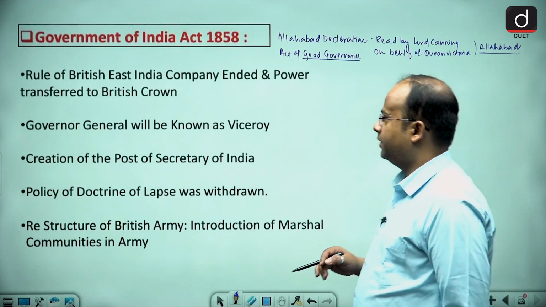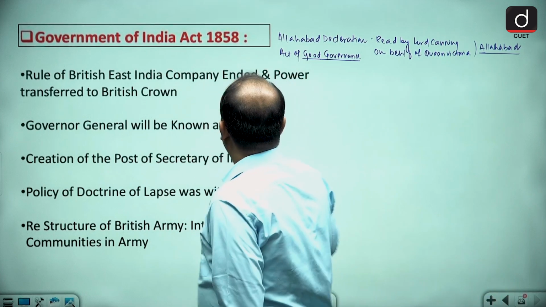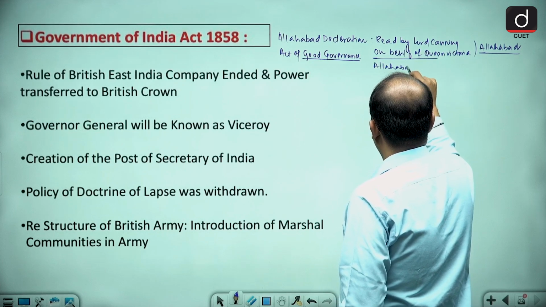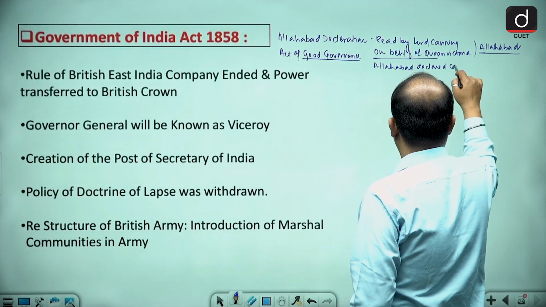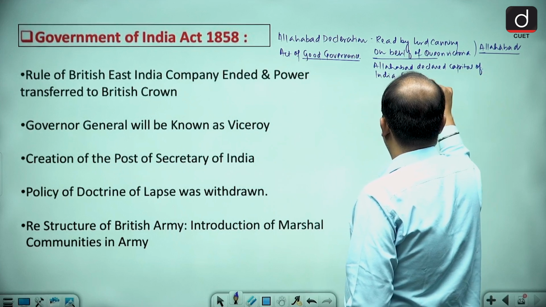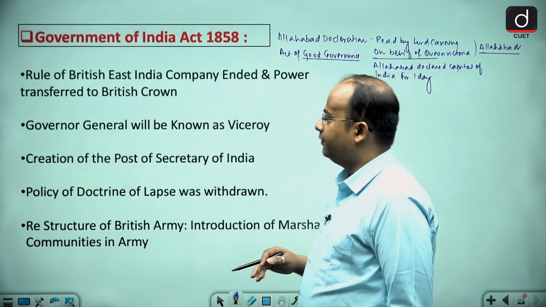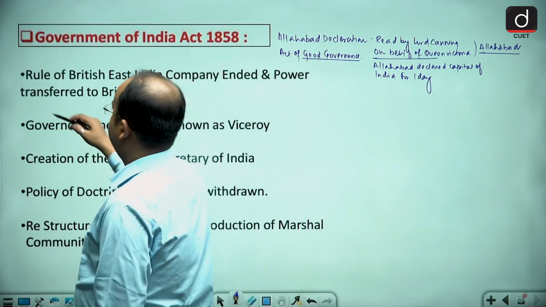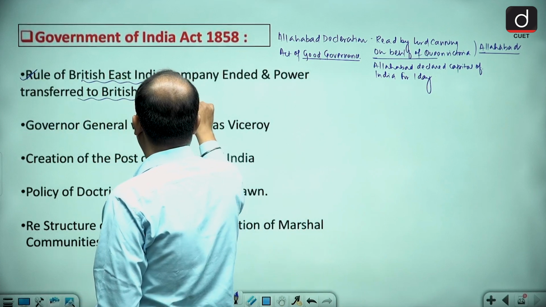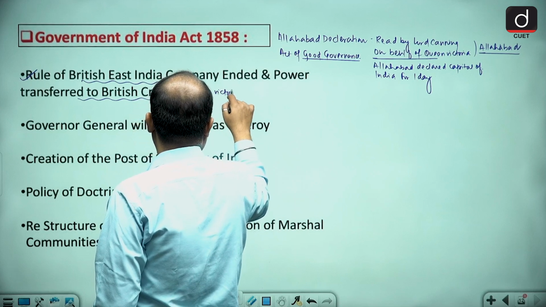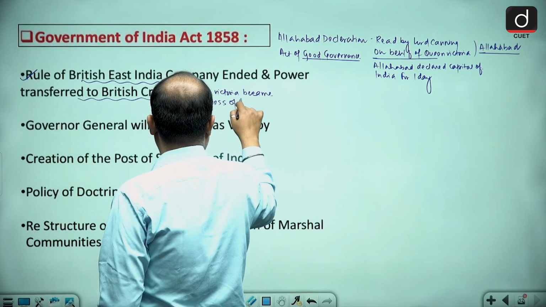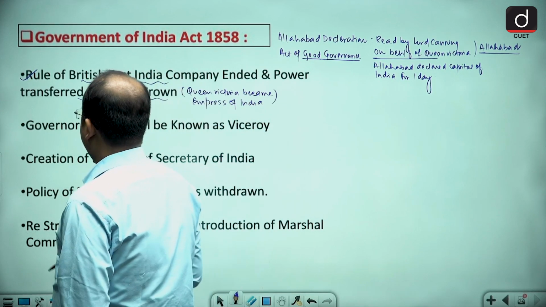Now, what are the major things? First of all, for this event, Allahabad was declared the capital of India for one day. What were the important features of this act? First, the rule of the British East India Company ended and power was transferred to the British Crown, and Queen Victoria became Empress of India.